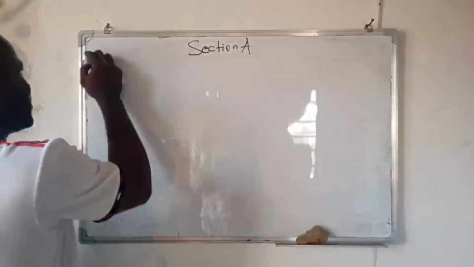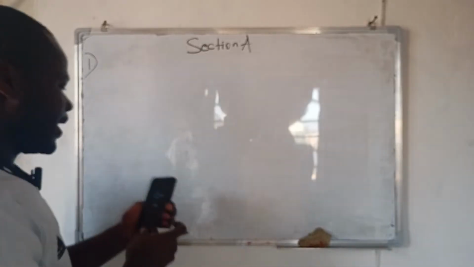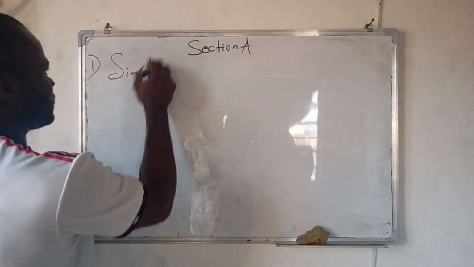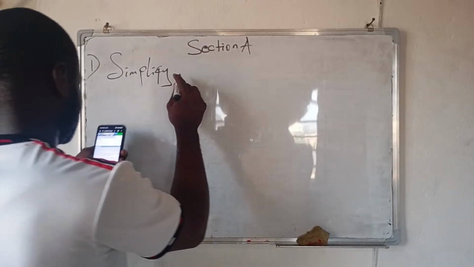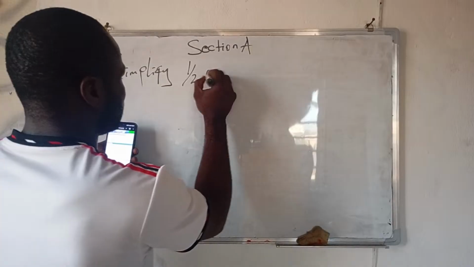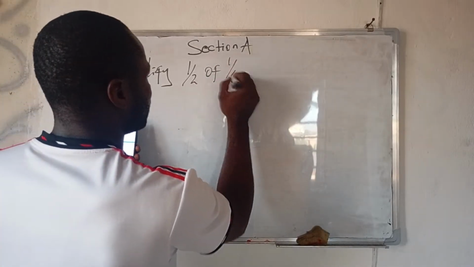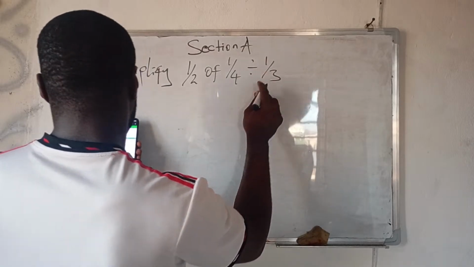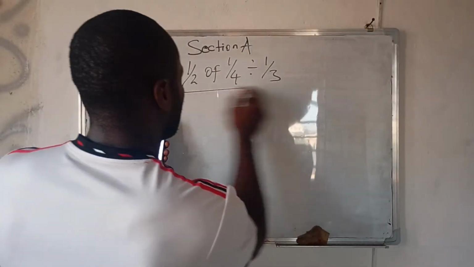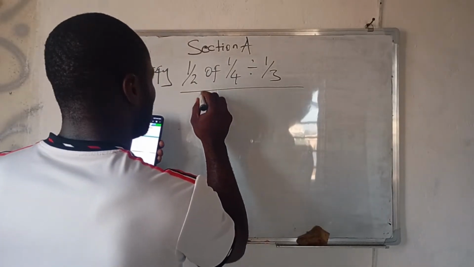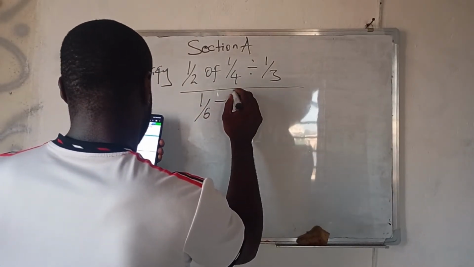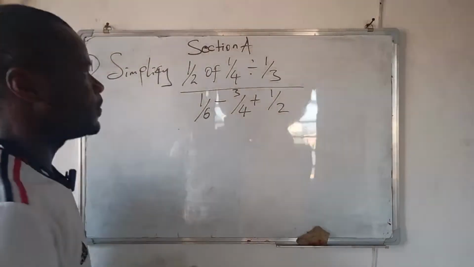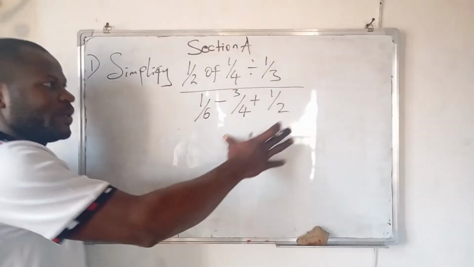Now the first question for tomorrow: simplify 1/2 of 1/4 divided by 1/3, all divided by 1/6 minus 3/4 plus 1/2. This is the first question we're expecting tomorrow.